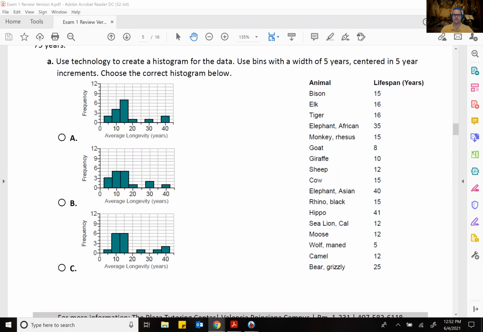15, 8, 10, 12, 15, 40, 15, 41, 12, 12, 5, 12, and 25. So I had a total of 17 entries. Let me double check. 1, 2, 3, 4, 5, 6, 7, 8, 9, 10, 11, 12, 13, 14, 15, 16, 17. Good.